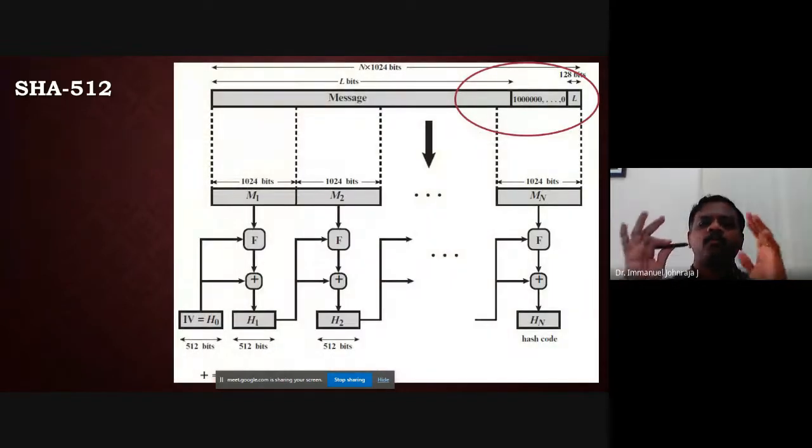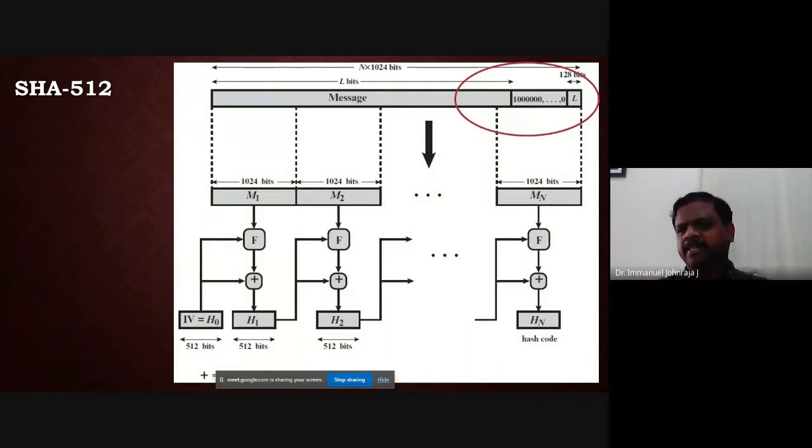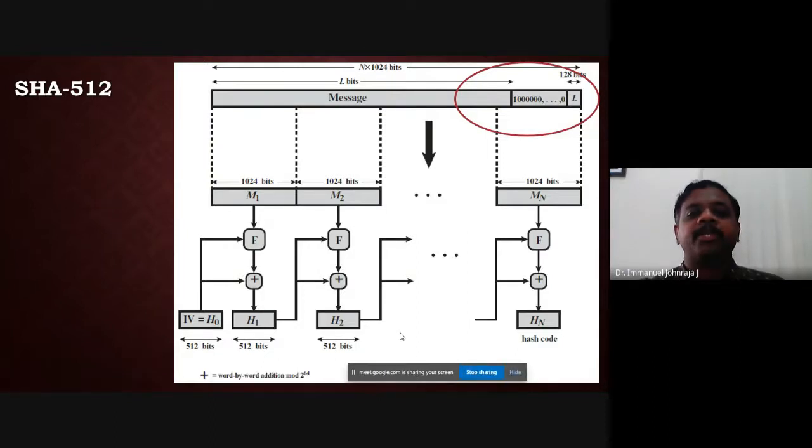So this is the overview, the overall picture of SHA-512. This is very simple, guys. You are supposed to remember this. It is better if you take a photographic image of this in your mind, because this is the overview.